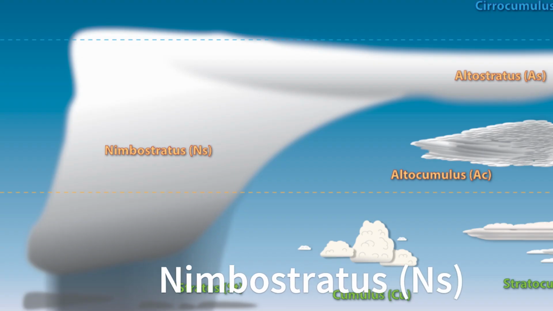As altostratus thickens, it becomes nimbostratus, a dark gray cloud which is thick enough to obscure the sun and which brings continuous rain or snow. Due to evaporation of the precipitation, low ragged clouds often form beneath its base and merge with it.